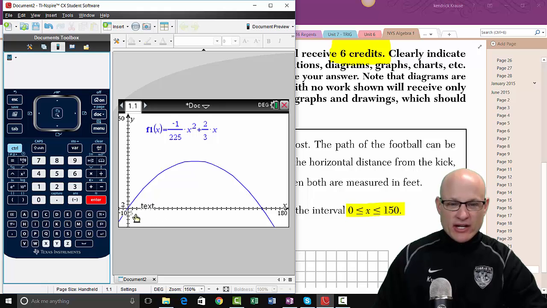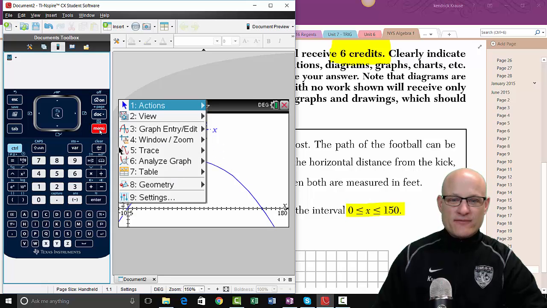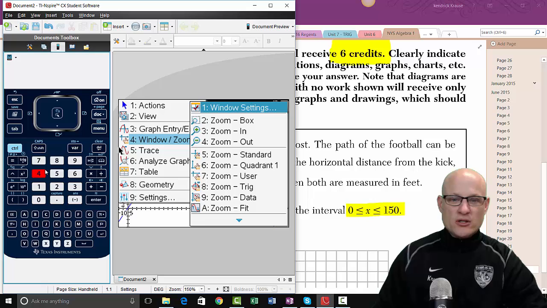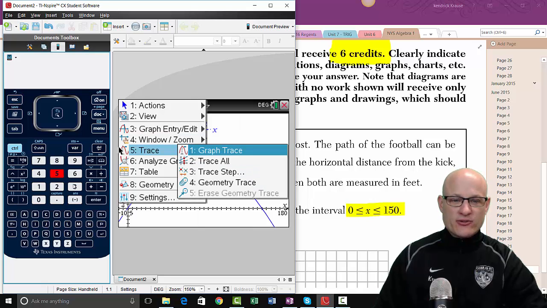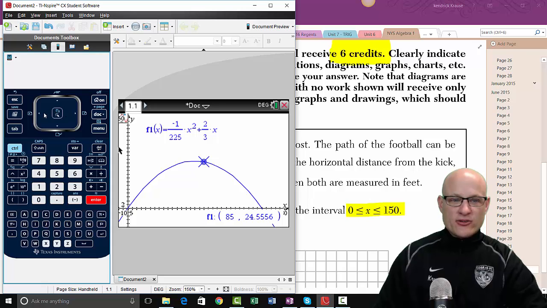See, the reason I like being able to have a little negative is because you can see a little bit more of the axes. So there's my graph. It's going to go up, and it's going to come down. So I probably need to find out what this highest point is. I can do that finding escape. Graph, trace 5, and then trace the graph, and I'll just find that maximum. Eventually it's going to tell me what the maximum is.